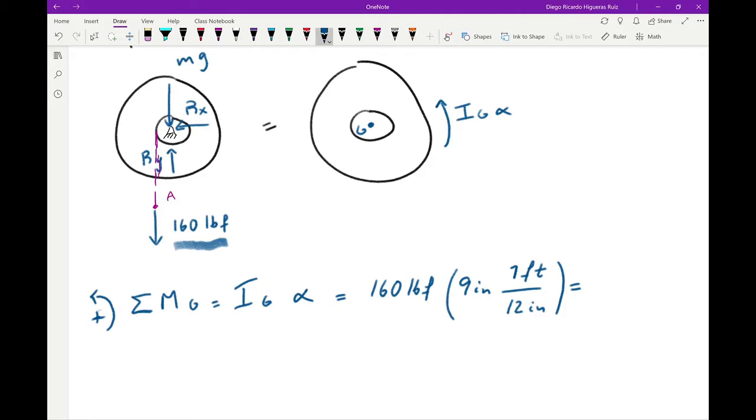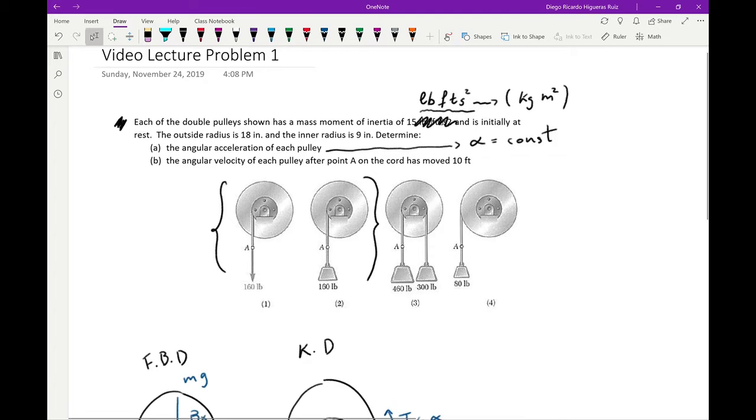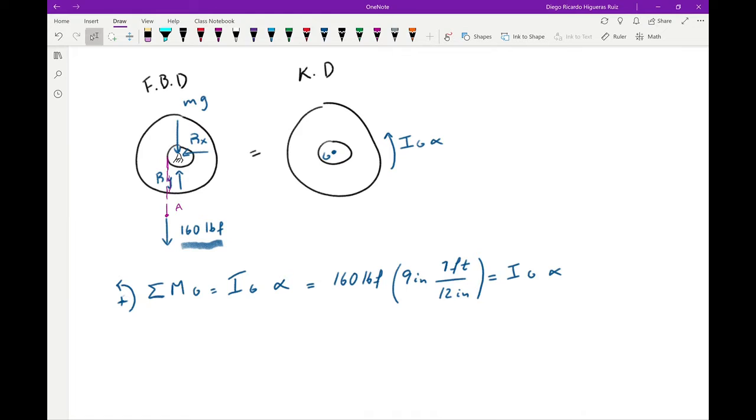Summation of moments with respect to the center of gravity is gonna be equal to I_G times alpha. And I_G is pretty much given, and that's pretty nice, it's 15. So this guy right here is gonna be 15 pounds times feet times seconds squared.